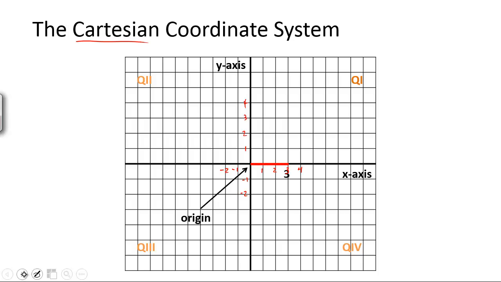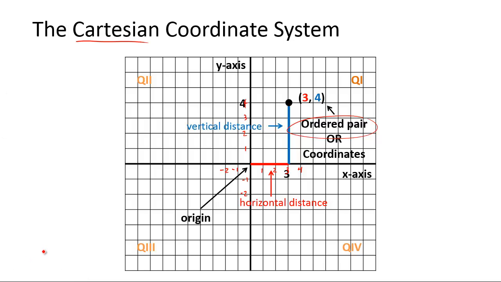Any point can be described by its horizontal distance and its vertical distance, giving an ordered pair which describes the point. So you notice the 3 was the horizontal distance, the 4 was the vertical distance, and it led to (3, 4), which is the xy pair, the ordered pair that describes the point.